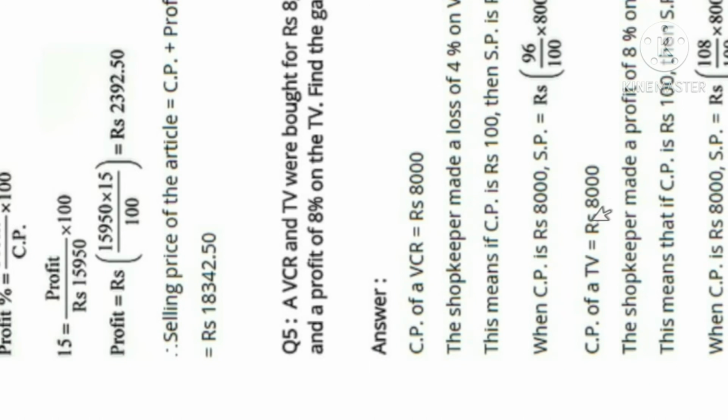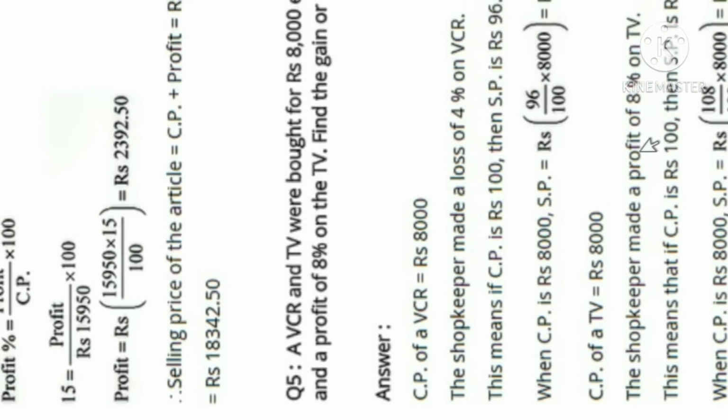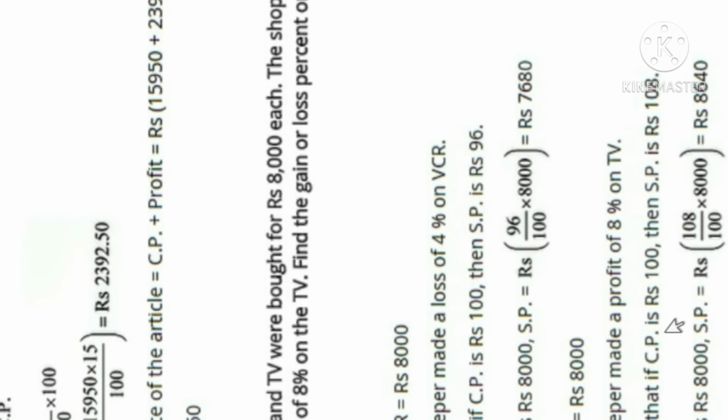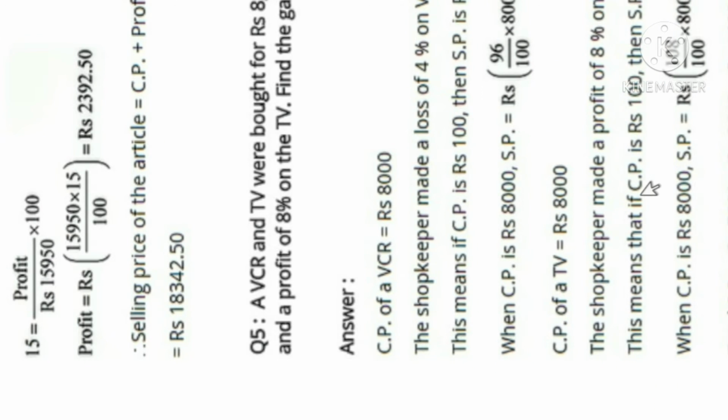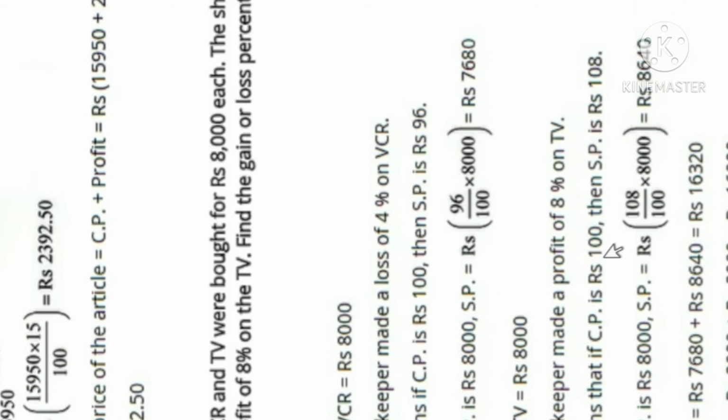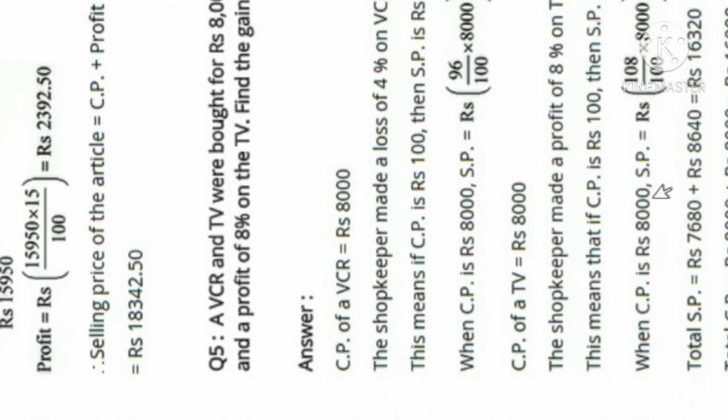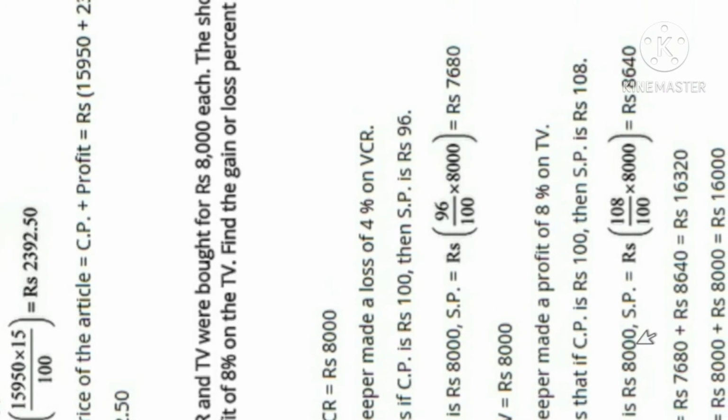Now for TV, CP of a TV is rupees 8,000. The shopkeeper made a profit of 8% on TV. Okay, so it means that if CP is rupees 100, then SP is rupees 108. Now it is profit, so we will add 100 plus 8, so it will be 108. And if the CP is rupees 8,000, then SP will be equal to 108 upon 100 into 8,000. So again 0 will be cut. Multiply 108 by 80, you will get rupees 8,640.